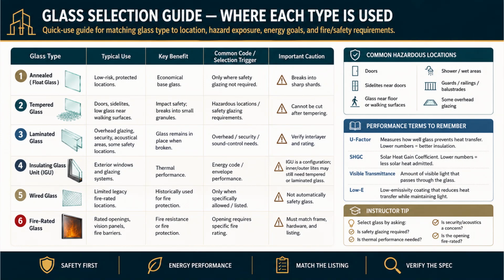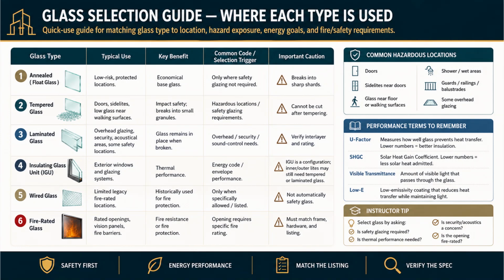This box is worth memorizing because it tells you where code requires safety glazing. Doors, sidelights near doors, glass near the floor or near walking surfaces, shower and wet areas, guards, railings, and balustrades, and some overhead glazing. If glass is in one of those locations, code is going to require safety glazing, tempered or laminated. That's a very common exam question and a very common plan check comment.